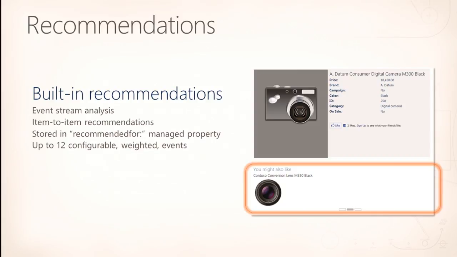You go to an item, and you basically get a recommended item for that item. So this is the outcome: item-to-item recommendations based on event stream analysis. This is now stored in the recommended for managed property. Again, that's why managed properties and schema mappings are so important. This is where we tap into all this power. And we can also offer up to 12 configurable events.